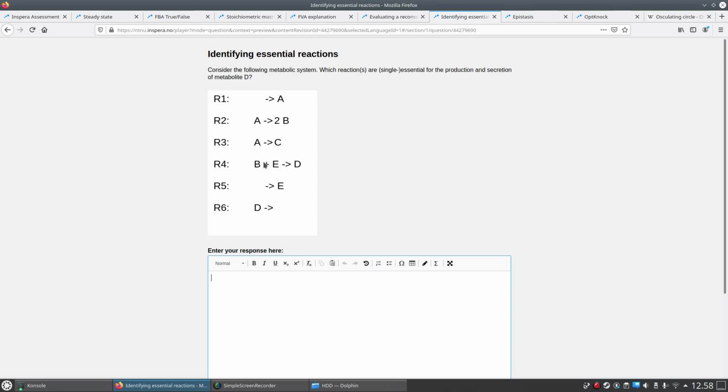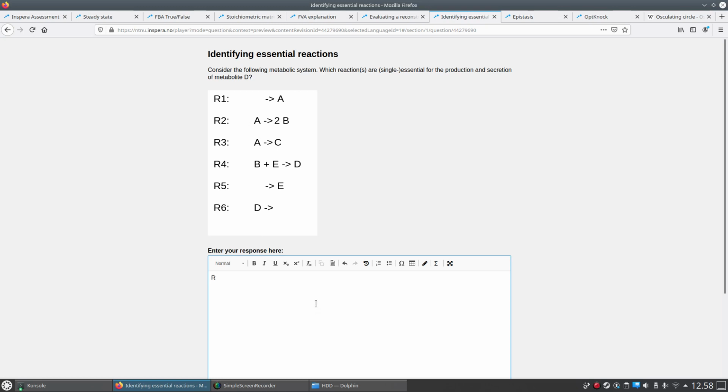For R4 to be viable, we need both B and E to be produced. E can only be produced by direct import through R5. Neither R1, R2, nor R3 can produce it, so R5 also becomes essential, while B is only produced by R2. So R2 is also going to be single essential. Let's write this down for now.